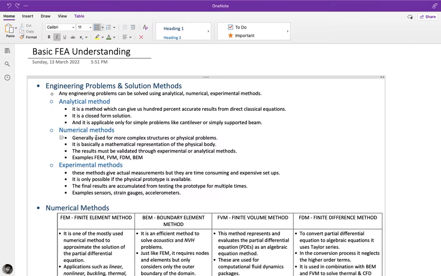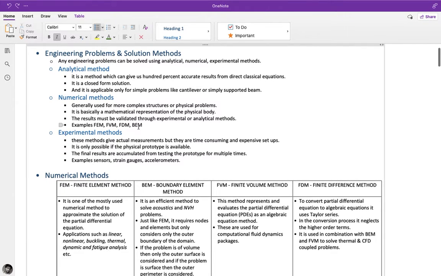Generally, these are used for more complex structures, as I told, for physical problems. It is basically a mathematical expression of a physical body. The results must be validated through experimental or analytical methods in the end, because this is an approximation method anyway, and there are different types of methods in numerical. Those are FEM, FVM, FDM, and BEM. We will see about this later.